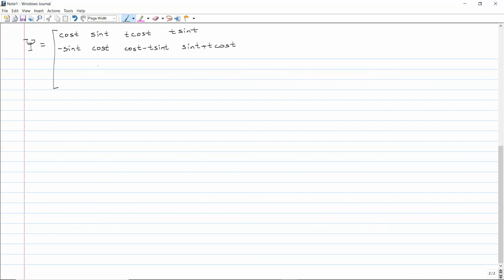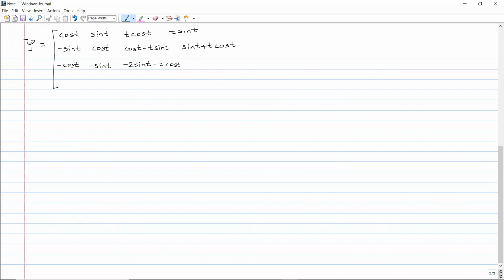Now we take the second derivatives. Derivative of minus sine t is minus cosine t. Derivative of cosine t is minus sine t. Derivative of minus sine t is minus sine, but from the second term, derivative of t is 1, so you get another minus sine t. So minus 2 sine t minus t cosine t.